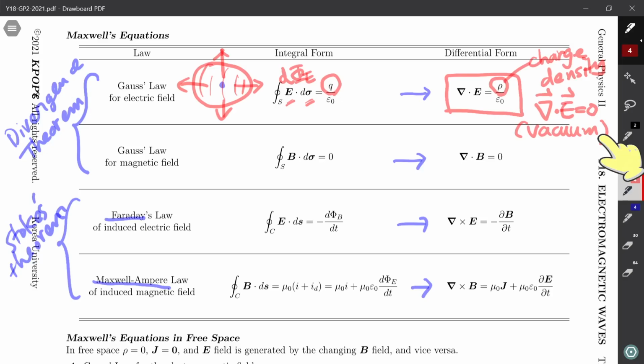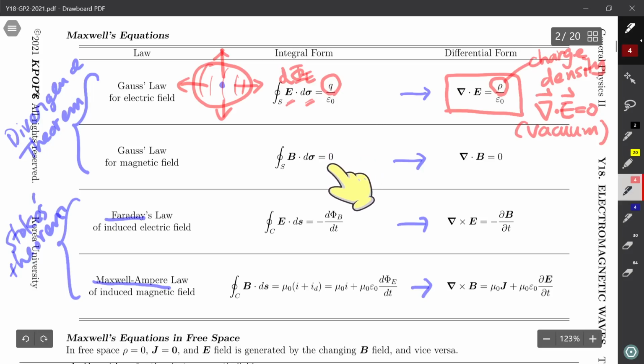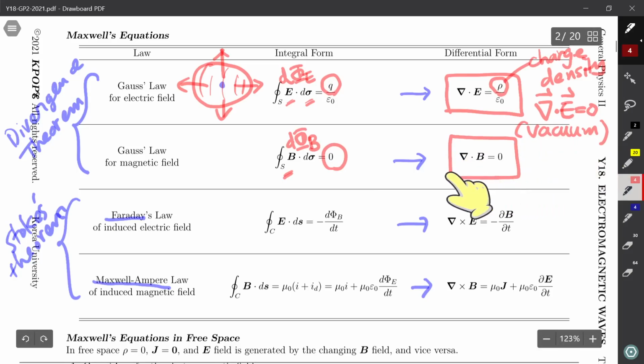In the case of the magnetic field, there is no magnetic monopole. The field flux integrated over a closed surface is always vanishing. So whether it's a vacuum or not, the divergence of the magnetic field is 0.